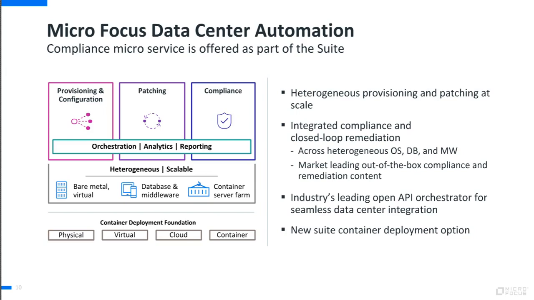So just taking a quick glance at data center automation again, we have 3 core capabilities: provisioning, patching, and compliance, and we provide those across the entire data center, from bare metal and virtual servers to database and middleware. And now, with the latest release, we introduced container server farm automation and provisioning.